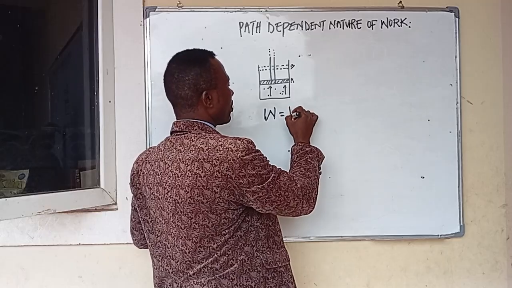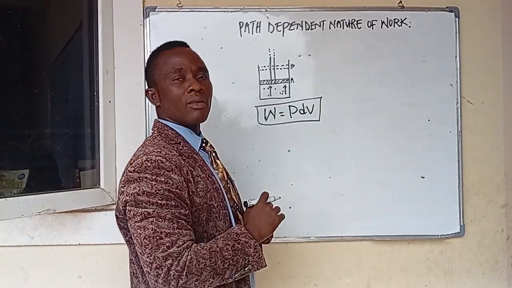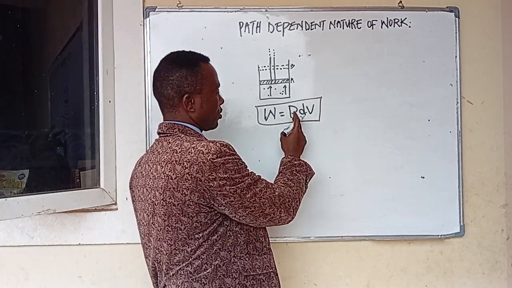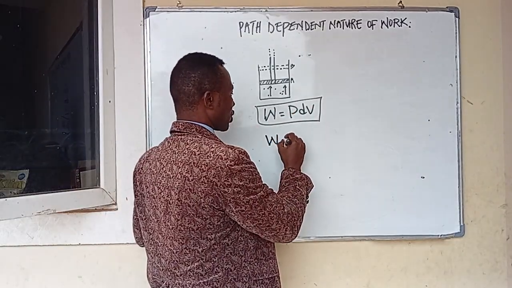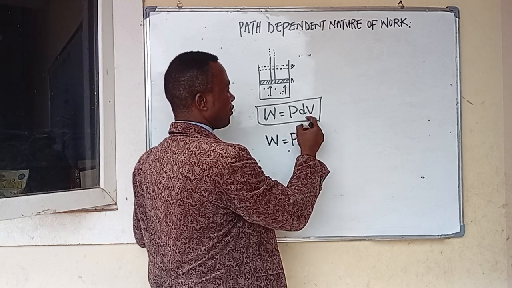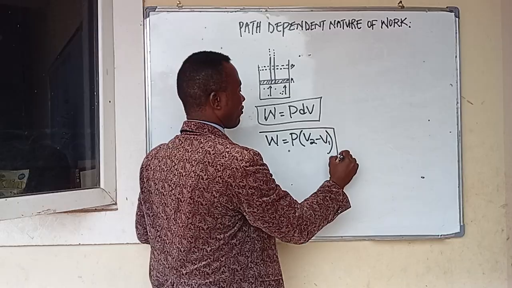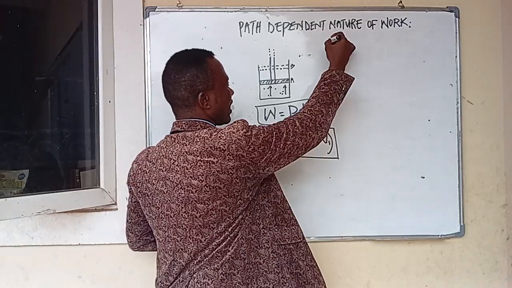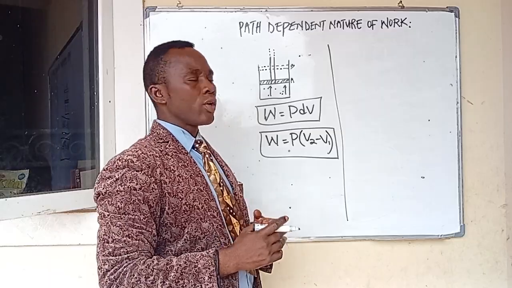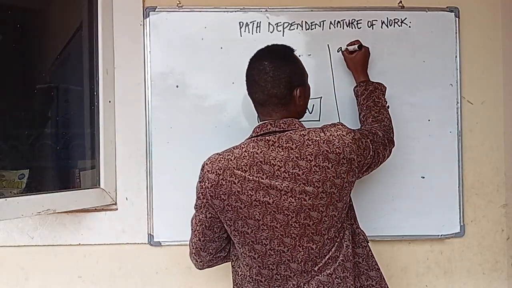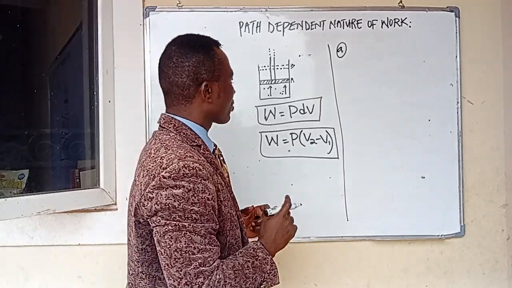is equal to pressure multiplied by change in volume. That is the formula for work. Pressure multiplied by change in volume. That means that work is equal to pressure times change in volume, which is V2 minus V1. That is the formula for work. But now let us assume that a gas expands into a vacuum. So that is the first route or path that we want to take this morning.